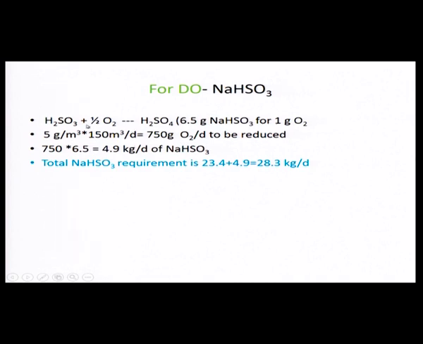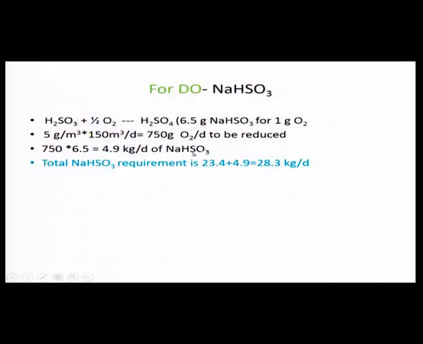Okay. So, what is required is you have to write the stoichiometric equation, and based on incorporating the molecular weight or the atomic weight of the substance, we have to calculate the quantity. So, the total sodium metabisulfite requirement for this industry for the above particular combination works out to, this is 23.4 for chromium alone, and this 4.9 is for dissolved oxygen incidentally present in the particular effluent.